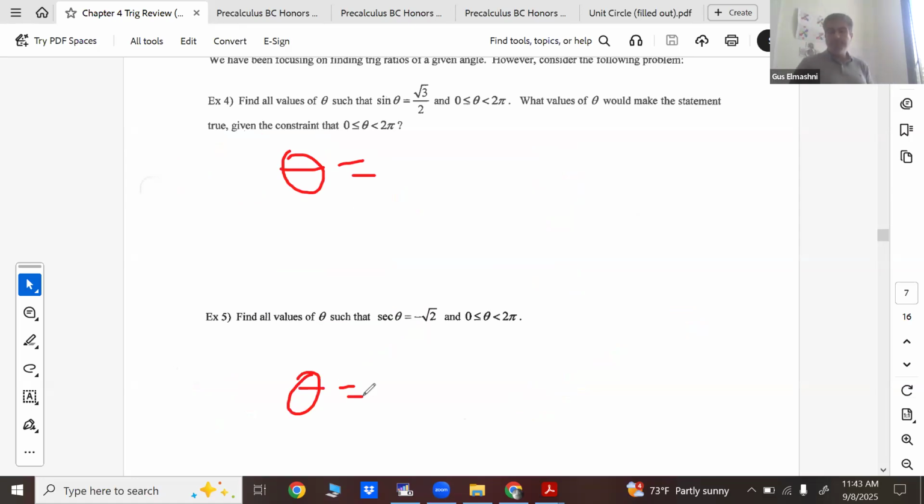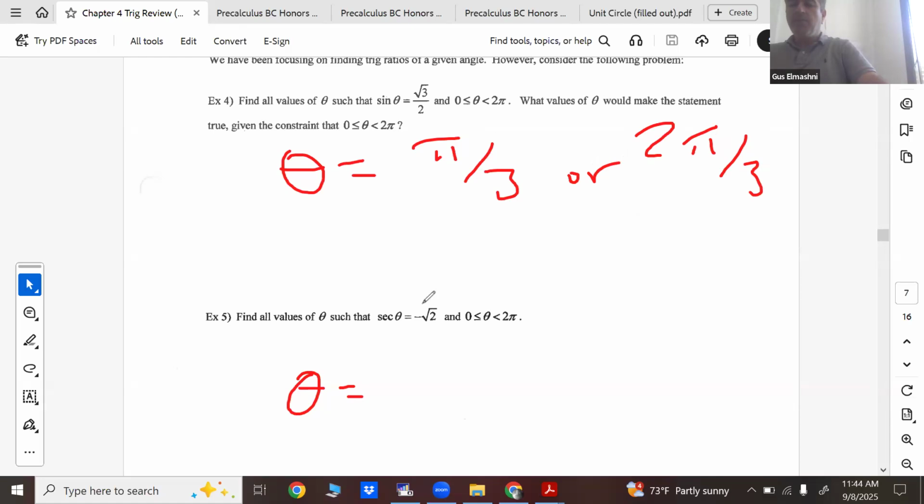What would make that true? You want the y coordinate to be √3 over 2. What angle in radians would that happen? Pi over 3. Or, if sine's like y and y is positive, so first quadrant and second quadrant, what's the equivalent angle in the second quadrant? 2 pi over 3, perfect.